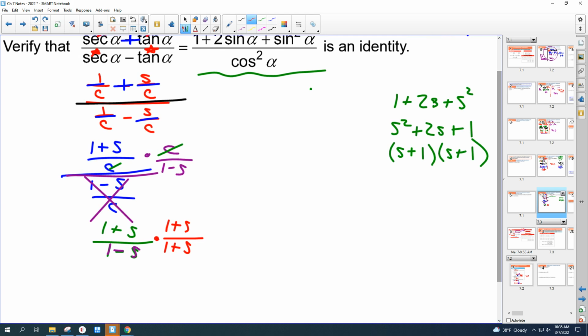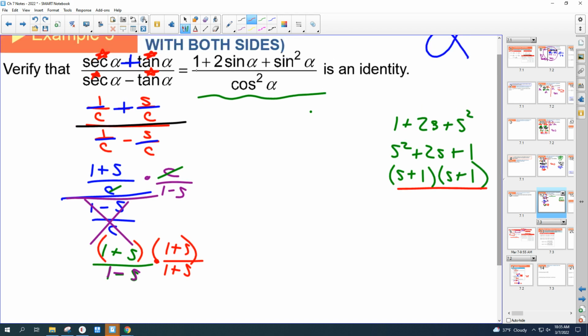And notice, that's what I would have if I factor. So I'm feeling good about this, okay? But that's not exactly what my puzzle piece looks like. So maybe I should go ahead and multiply this out. If I distribute, I'm going to have 1 plus s plus another s plus s squared. Okay, that's going to be right. That's going to be the top. That's going to look like what my top needs to.